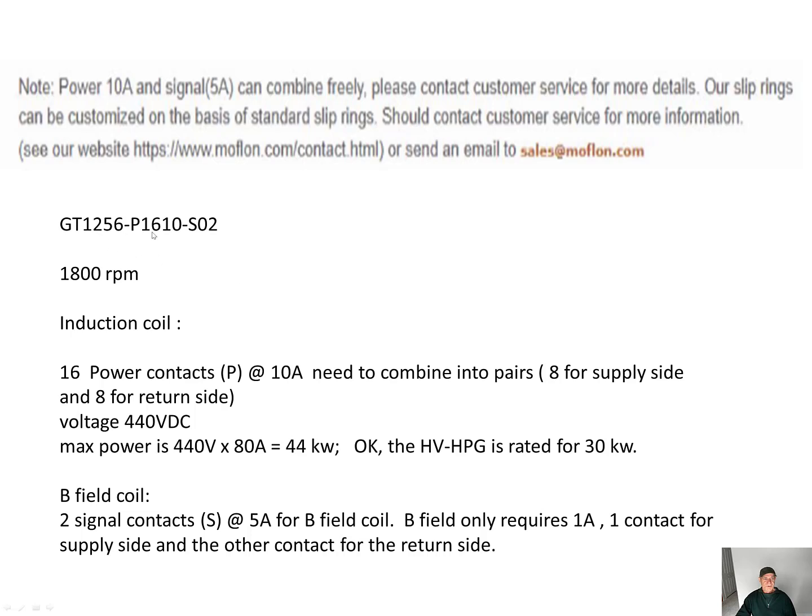So the GT1256 P6010 is rated for 1800 RPM. Induction coil: 16 power contacts designated P at 10 amps, which need to be combined into pairs, 8 for the supply side and 8 for the return side. The maximum voltage is 440 volts DC, and maximum power is 440 times 80, which is 44 kilowatts, okay for the high voltage high power generator because it's rated for 30 kilowatts. B field coil: 2 signal contacts S at 5 amps. The B field only requires 1 amp, with 1 contact for the supply side and the other for the return side.